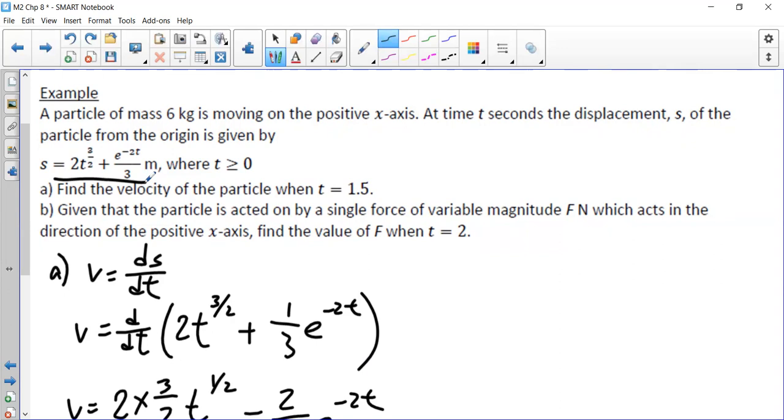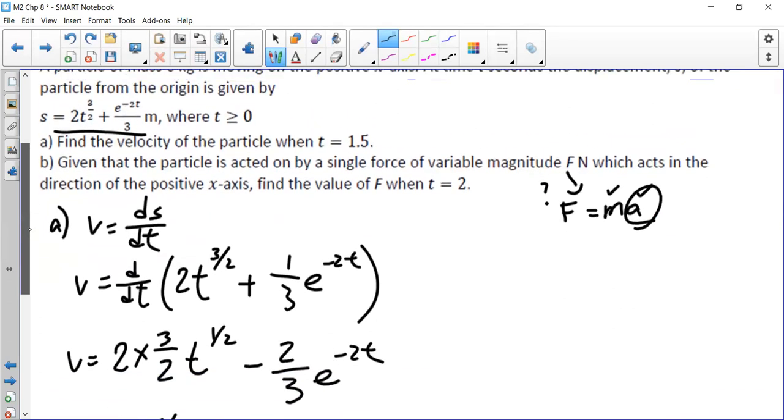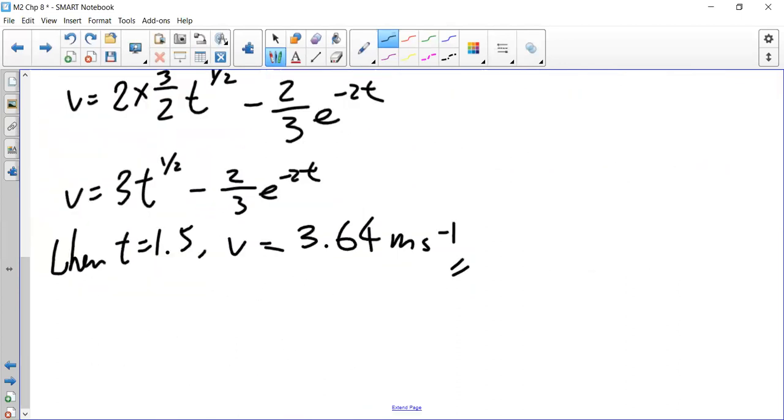Part B, given the particle is acted on by a single force of variable magnitude F Newton, which acts in the direction of the positive x-axis, find the value of F when t equals 2. Tell me the one and only equation you've learned about force. F equals ma. To find force, I must know m and I must know a. I know the mass, which we're told is 6 kg, but we don't know a. So we want to find a. So how do you find a in calculus? Well, you guessed it.